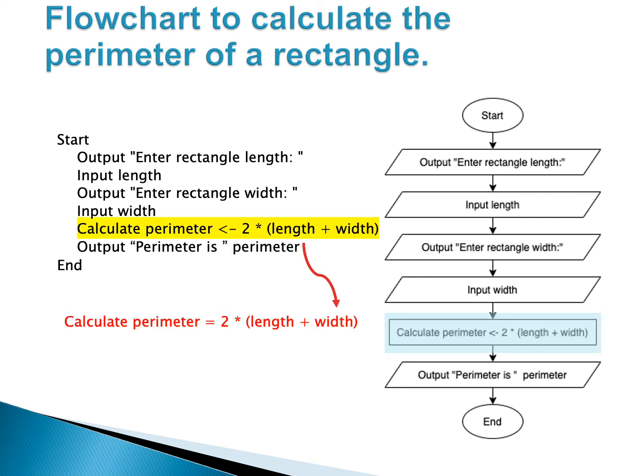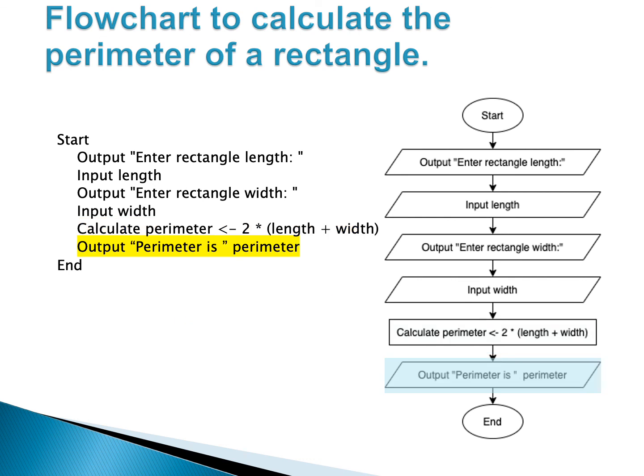In the process, instead of using the equal sign, we can also use arrow, which means the calculated value will be kept in the variable called perimeter. Previously, we wrote output perimeter. That means that in our code, it will display the perimeter value straight away. By writing output perimeter is and then perimeter, the output here will have the sentence, then only the value.